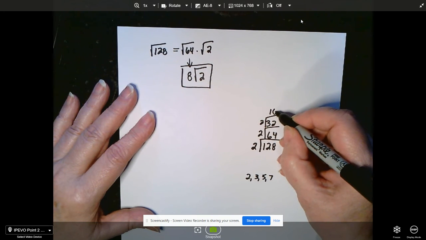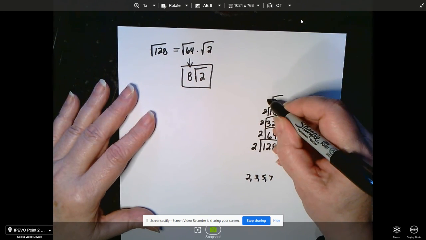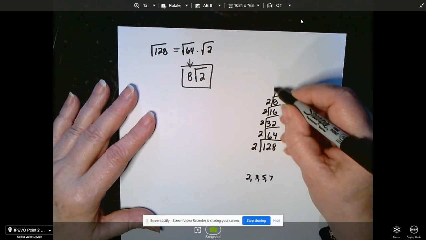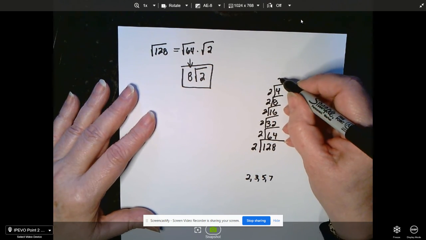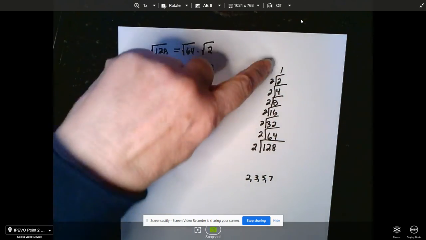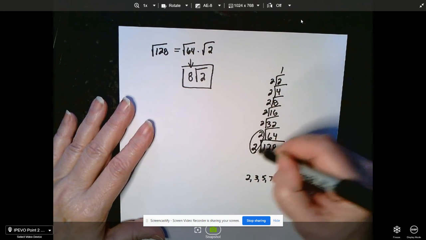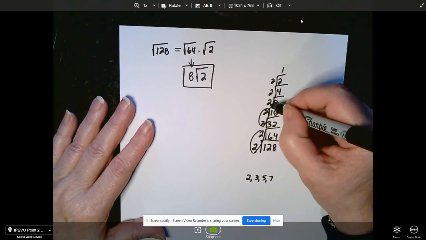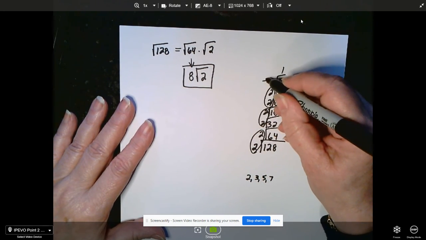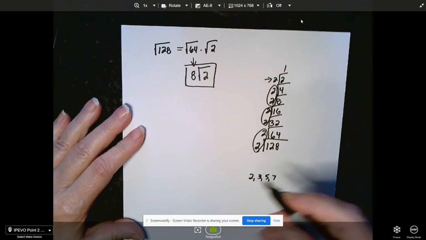That would be 16. I can divide by 2 again. That would be 8. I can divide by 2 again. That would be 4. And I can divide by 2 again. I know I'm done because I've got my number 1 at the top. So now I can take out 1 2, 2 2s, 3 2s, but I have 1 2 here that doesn't have anyone that I can group him with, so he has to stay underneath the radical.